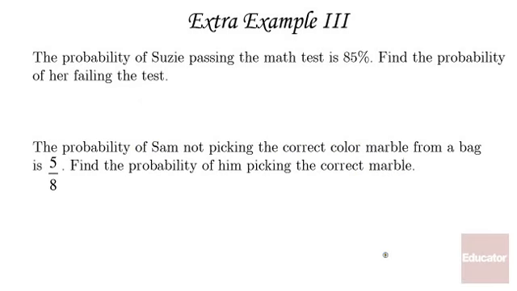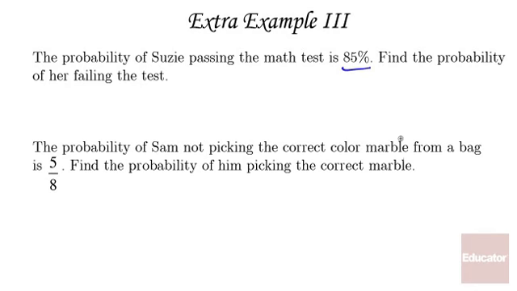Okay, the third example here, the probability of Susie passing the math test is 85%. Find the probability of her failing the test. Okay, so her passing, the probability of an event occurring, which is her passing the math test, is 85%. We have to find the probability of her failing the test. So it's out of a possible 100%, right?